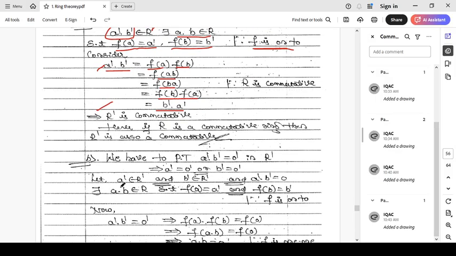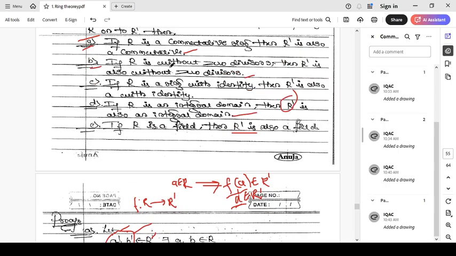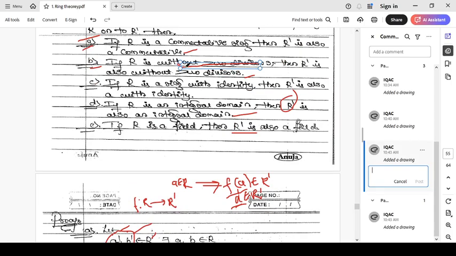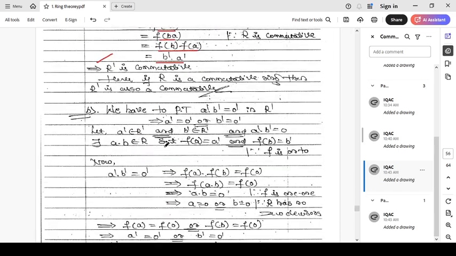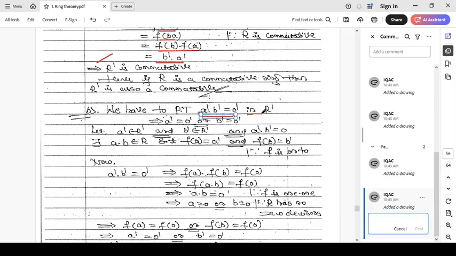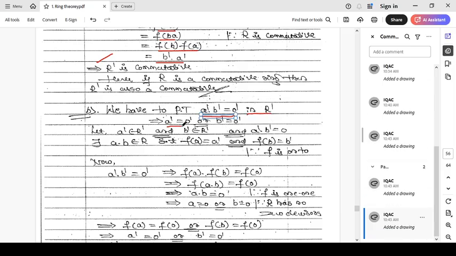Now what we need to show is the second condition, without zero divisors. If R is without zero divisors, then R dash is also without zero divisors; we need to show that. First of all we should know what zero divisors are, then only we will know how to show it. The thing is we need to prove that A dash into B dash is equal to 0 dash in R dash, where A dash is equal to 0 dash or B dash is equal to 0 dash.